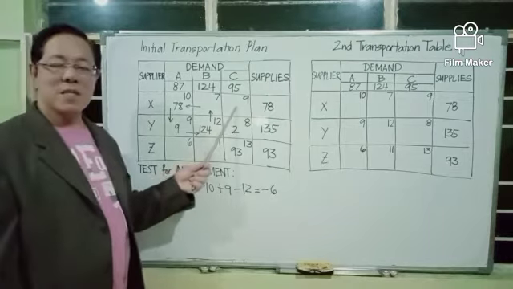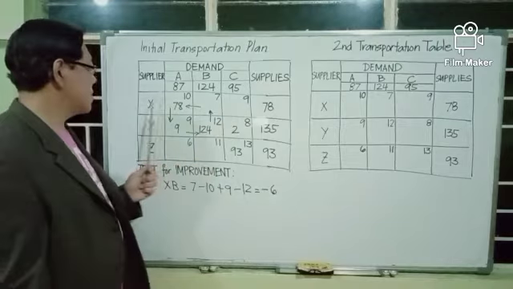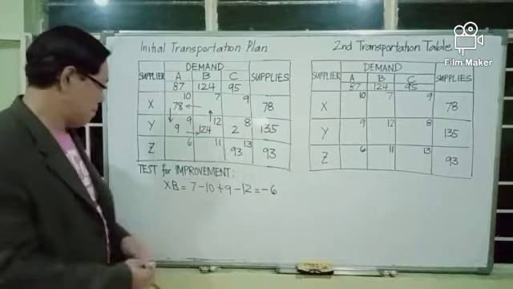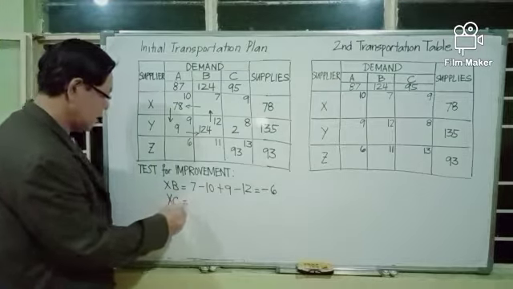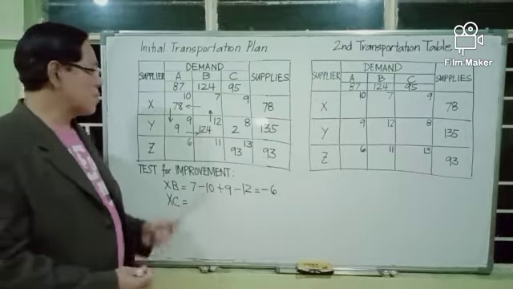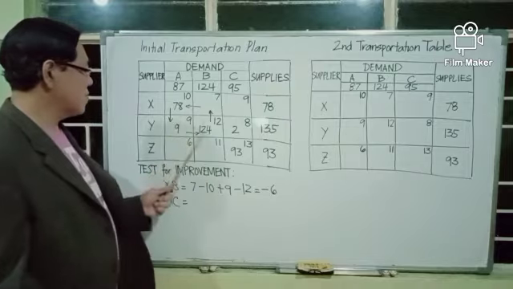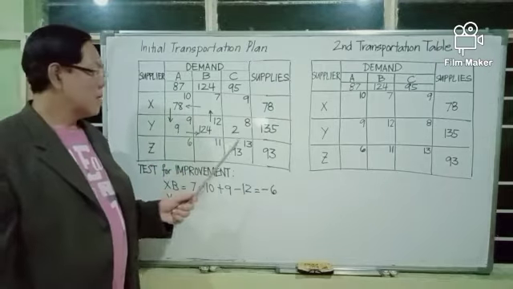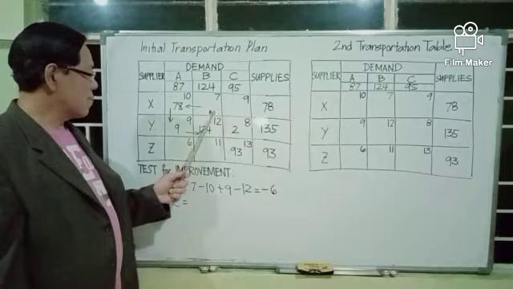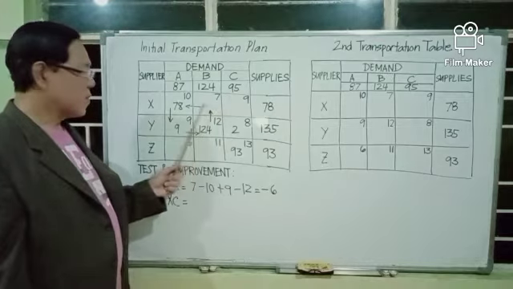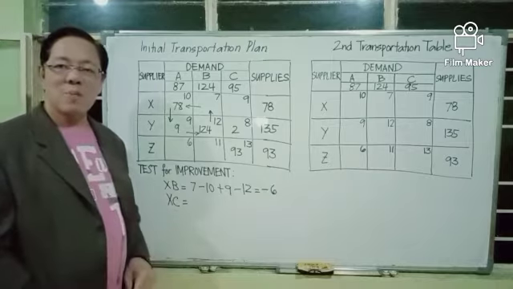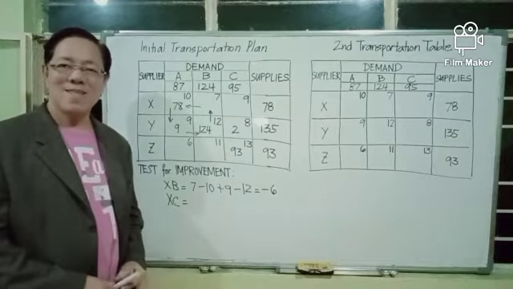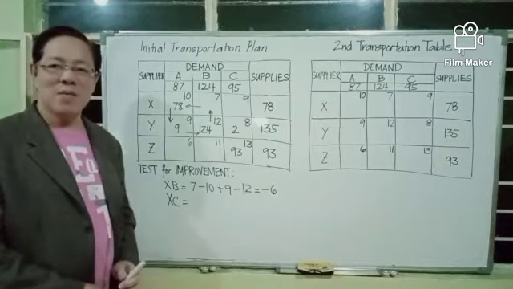Now we consider this vacant cell XC. Now I will remove this closed path for the vacant cell XD, because if we do not remove this path, our table will be full of arrows and it would be difficult for you to see the numbers.